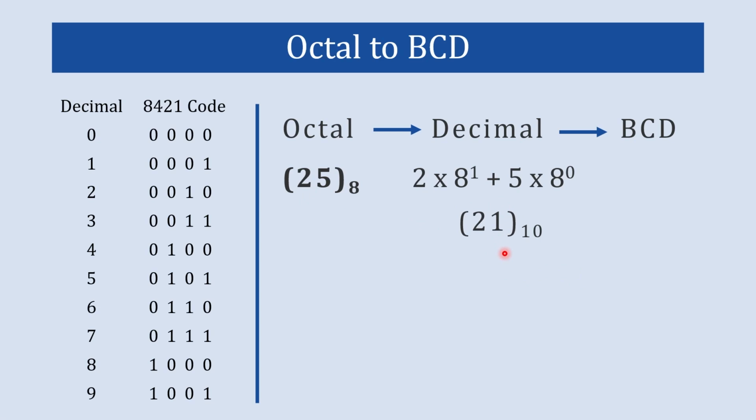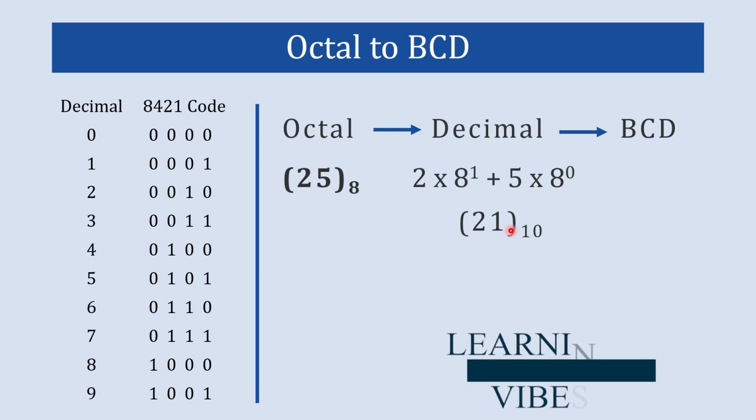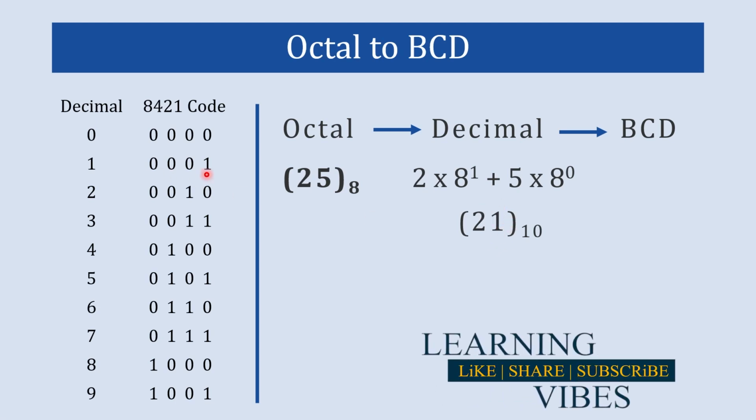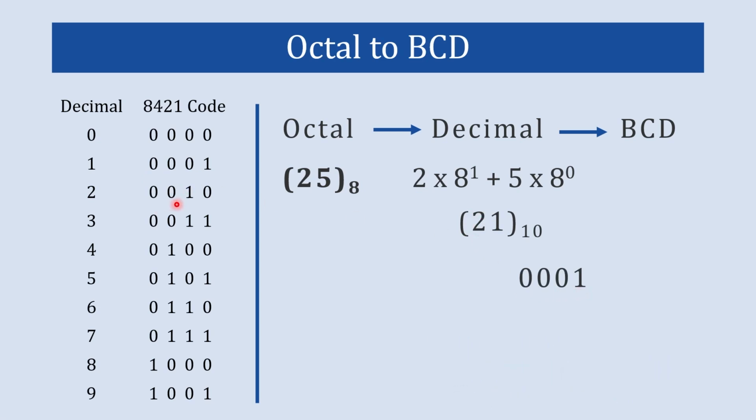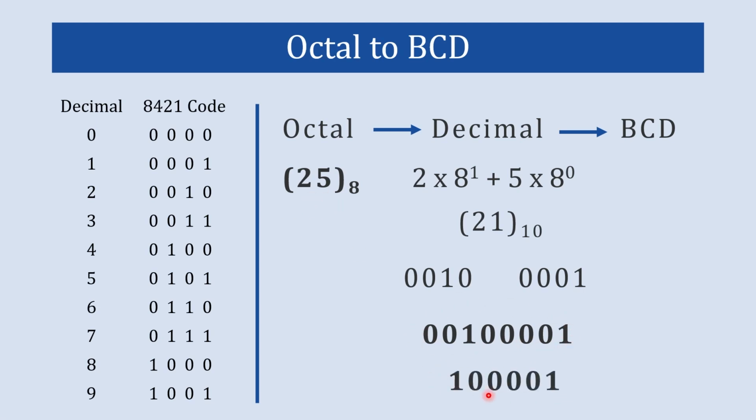You can pause this video now and implement the concept you have just learned, right? So what will be the BCD equivalent to 1? 0001. And what will be the BCD equivalent to 2? That is 0010. So we'll write that here. And combining these two numbers, we'll get 00100001. This is the BCD equivalent to this octal 25. In a simplified manner, you can write this number like this also.